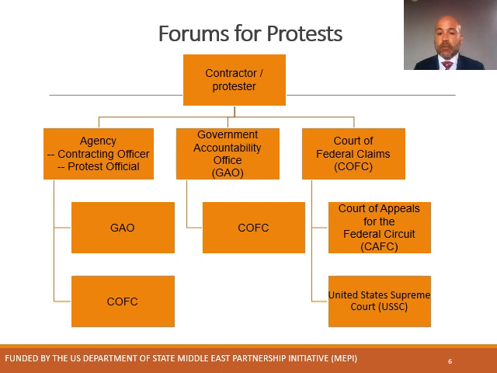Finally, the third option for a protester is to file directly with the Court of Federal Claims, COFC. If it is unsuccessful at COFC, it may appeal that decision at the Court of Appeals for the Federal Circuit, CAFC. And then, in a very rare circumstance, a decision against the protester at CAFC may be appealed at the highest court in the United States, the Supreme Court. This is a very rare circumstance. Most of the bid protests in the U.S. are adjudicated with finality at the GAO, the COFC, or in some cases, the Court of Appeals for the Federal Circuit, CAFC. It is very rare for a bid protest to make its way all the way to the Supreme Court.